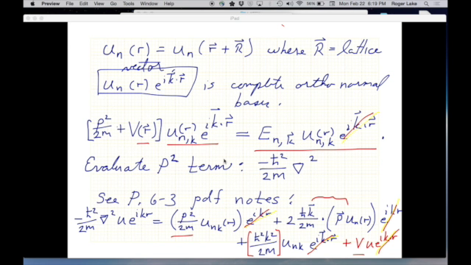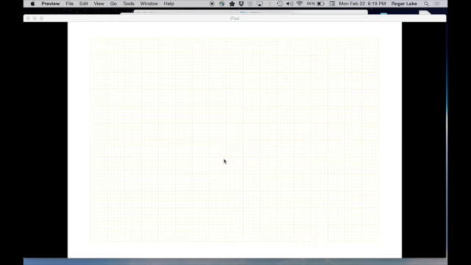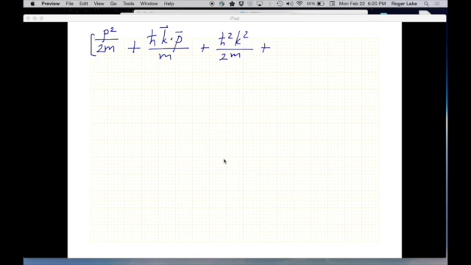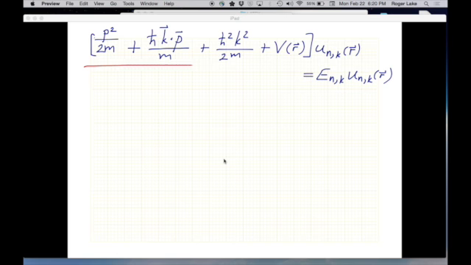And so if we finally write all this out, the equation for u that we have is p squared over 2m plus h bar k dot p over m plus h bar squared k squared over 2m plus your crystal potential, this periodic potential due to the whole crystal, acting on u is equal to the energy times u. And so this is our starting point for k dot p theory.